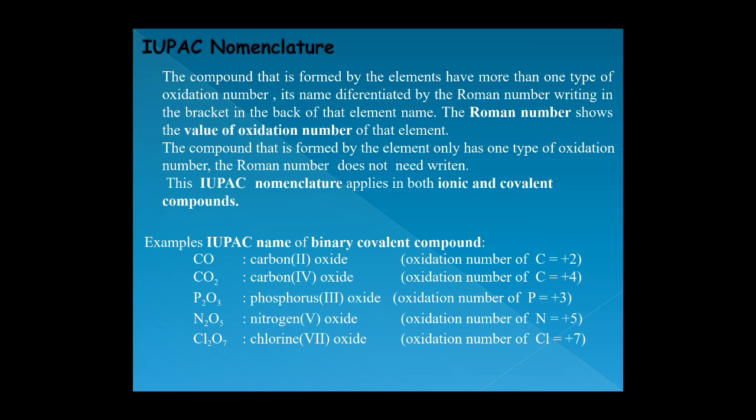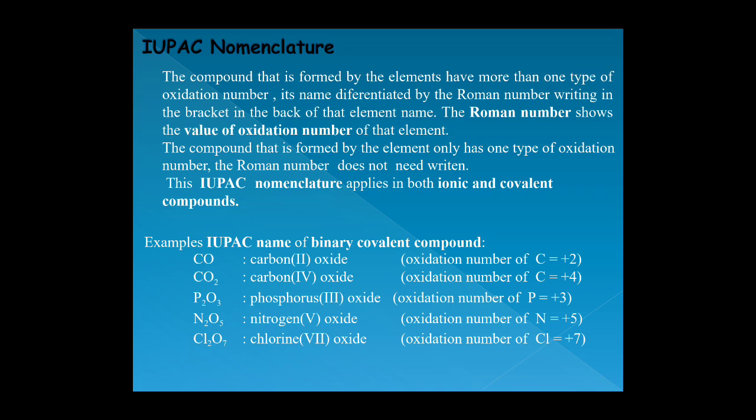IUPAC nomenclature. What is the IUPAC? Generally, what is the standard? Everything we are representing by the IUPAC, International Union of Pure and Applied Chemistry. The compound that is formed by the elements that have more than one type of oxidation number is named differentiated by the Roman number, written in brackets at the back of the element name. The Roman number shows the value of the oxidation number of that element.